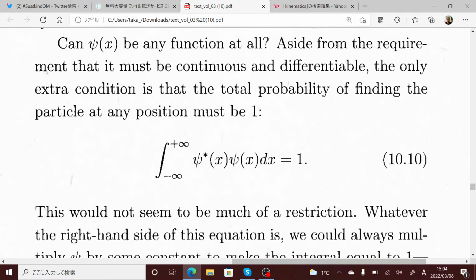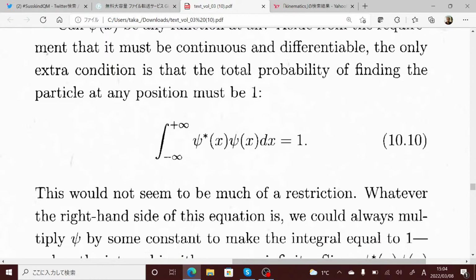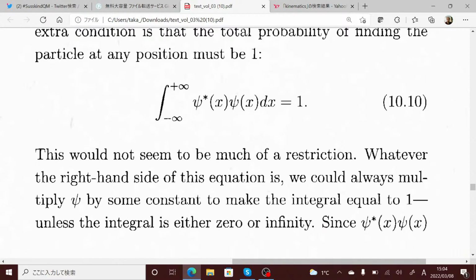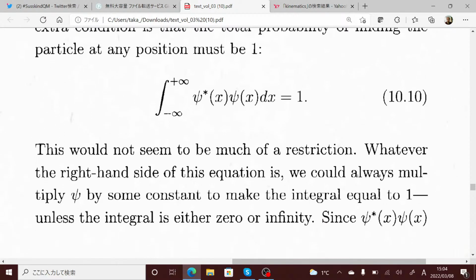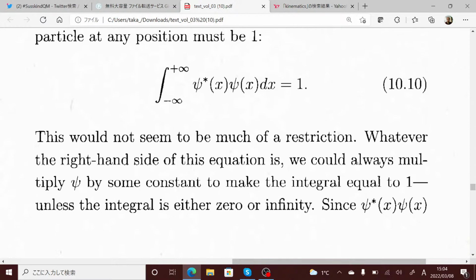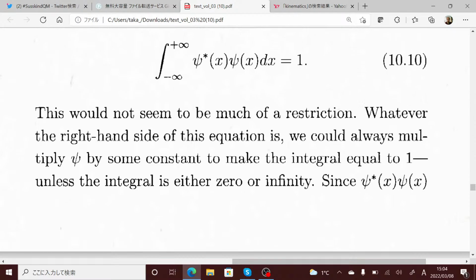Can psi be any function at all, aside from the requirement that it must be continuous and differentiable? The only extra condition is that the total probability of finding the particle at any position must be 1. So this is a normalization: the integral from minus infinity to infinity of psi star psi with respect to x is 1.